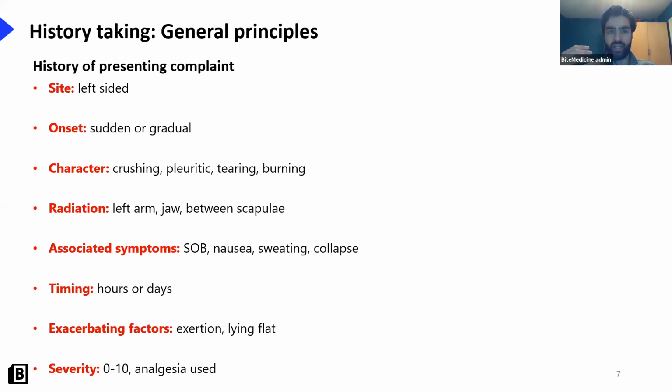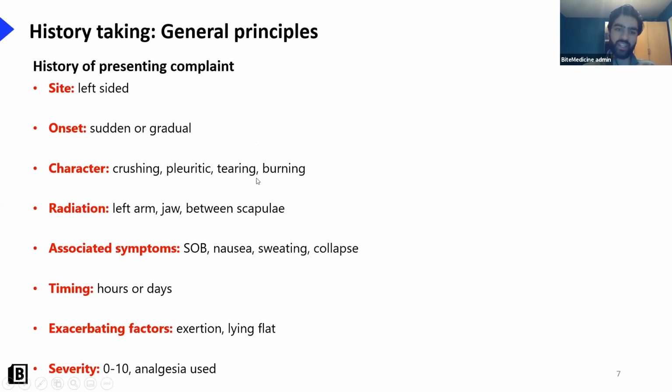What's the character like? Is it crushing? Is it pleuritic? Is it tearing? Is it burning? So crushing suggests usually a myocardial cause, like an MI. Pleuritic is typically associated with things which cause inflammation of the pleura. So that includes pneumonia, pulmonary embolism, pleurisy.